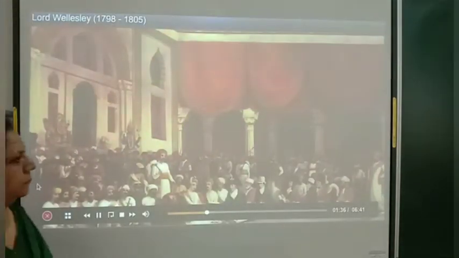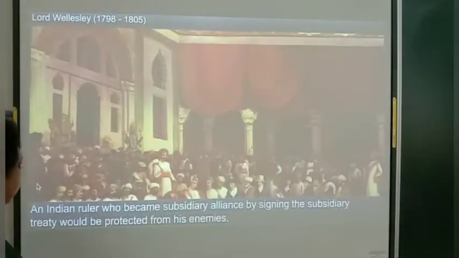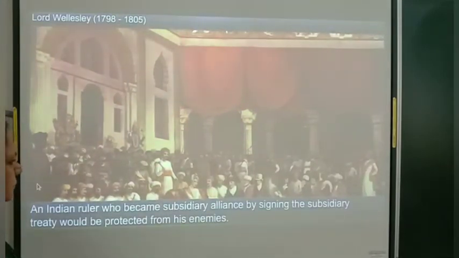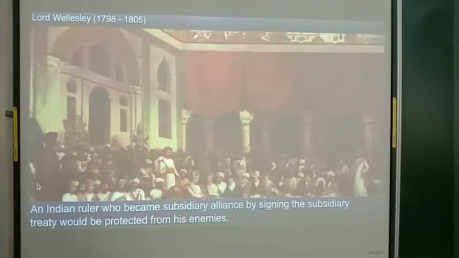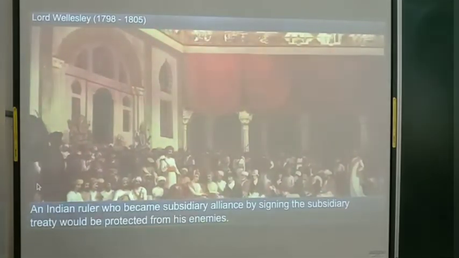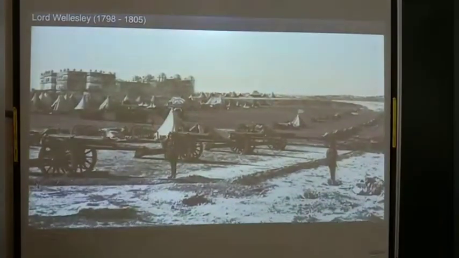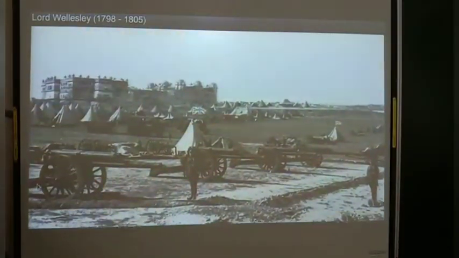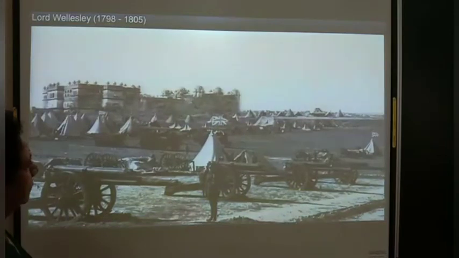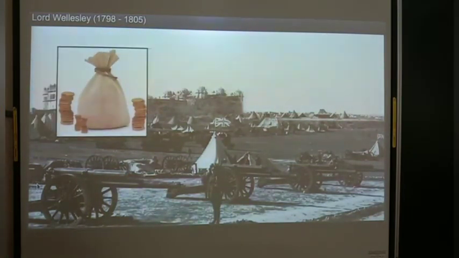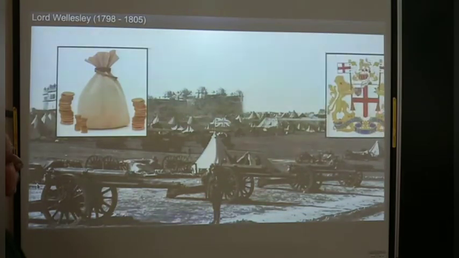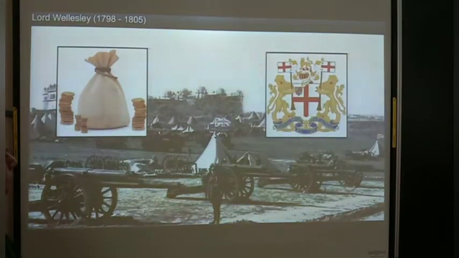Under this system, an Indian ruler who became a subsidiary ally by signing the subsidiary treaty would be protected from his enemies. However, the ruler would have to keep the British army in his state. Also, for the maintenance of the army, the ruler had to either pay the maintenance amount or give some of his territory to the company.